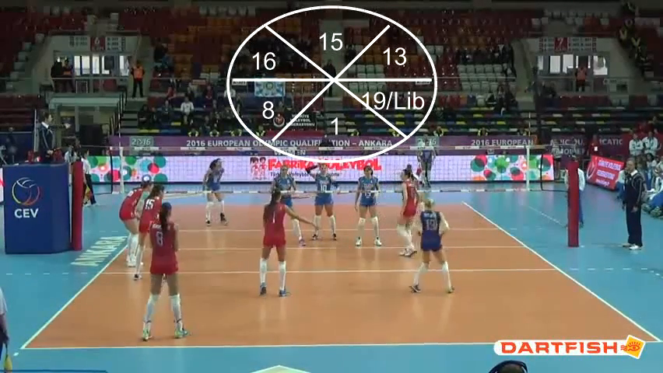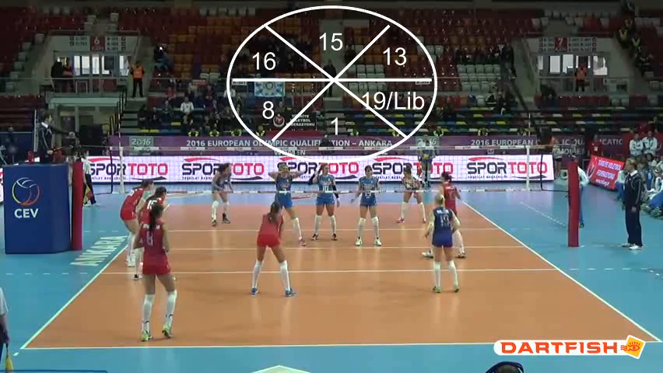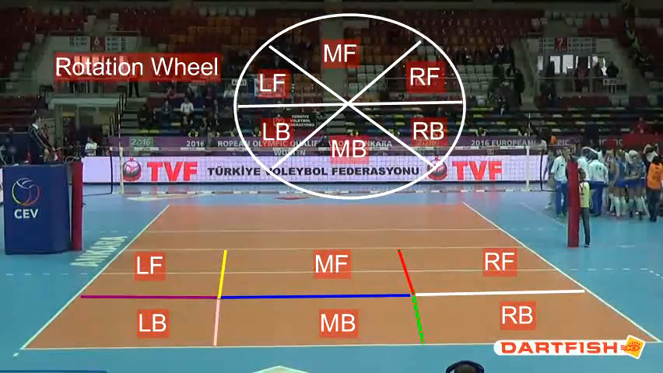Here's our last setup with the setter at right front. Front row is 13, 15, and 16. The back row is 19, 1, and 8. Remember all the rules about the only overlaps you have to worry about are with adjacent players, players that you share a border with. Going back to this setup here, right back has to be behind right front and to the right of middle back.